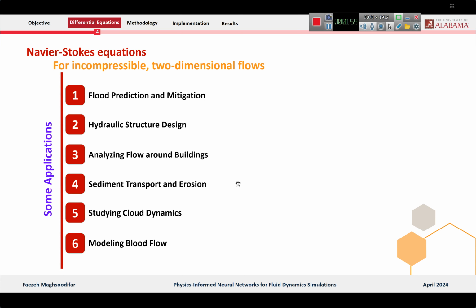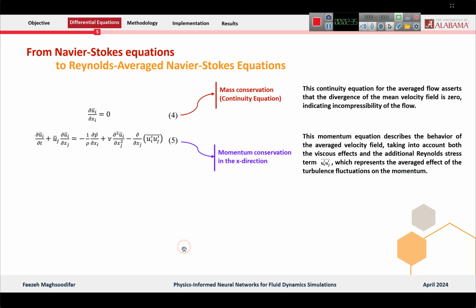These techniques aren't just for academics. They have real-world applications. For instance, they can help in predicting and managing flows, designing efficient hydraulic structures, understanding how pollution spreads in air and water, looking at how sediments move in rivers, and even in medical scenarios like modeling blood flow in our bodies.